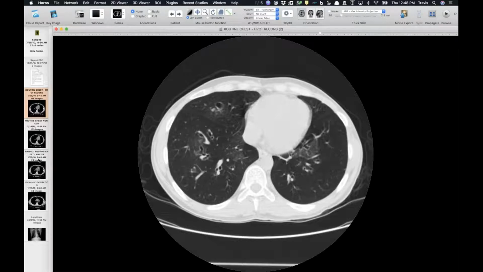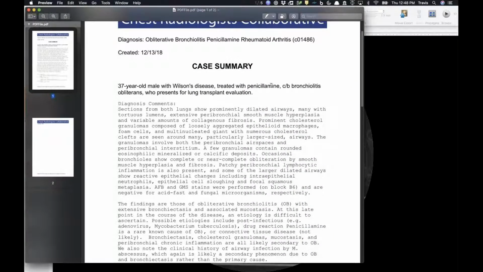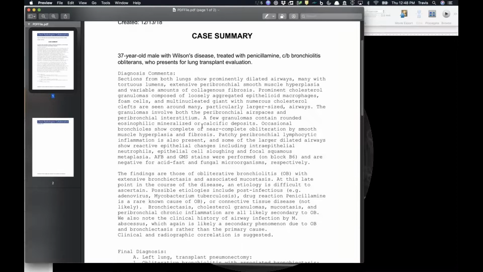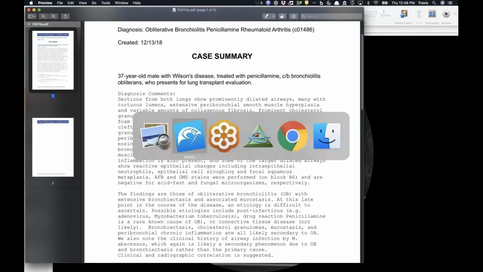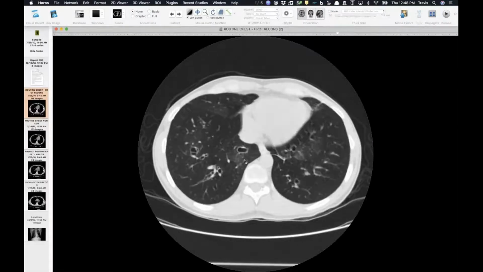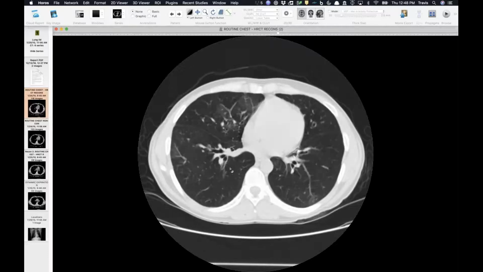Penicillamine? Yep, this guy has Wilson's disease and had been on long-term penicillamine. And so, of course, Wilson's disease is inability to excrete copper, and so you treat with a chelating agent like penicillamine. And so that's what he had as the cause of his obliterative bronchiolitis. So this was the first case I've seen of confirmed penicillamine causing obliterative bronchiolitis. Oh, I didn't know they used it anymore.